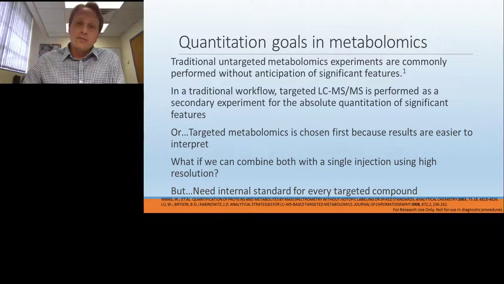And then in some cases, and I'll show you an example later, sometimes targeted metabolomics is chosen first because results are easier to interpret. And that's just part of the field of metabolomics as it grows and as we make metabolomics easier to understand. But our goal is really to be able to do combined quantitation in a single injection with high resolution mass spectrometry and getting an internal standard for each compound. And in the next few slides, I hope to show you what that really means.